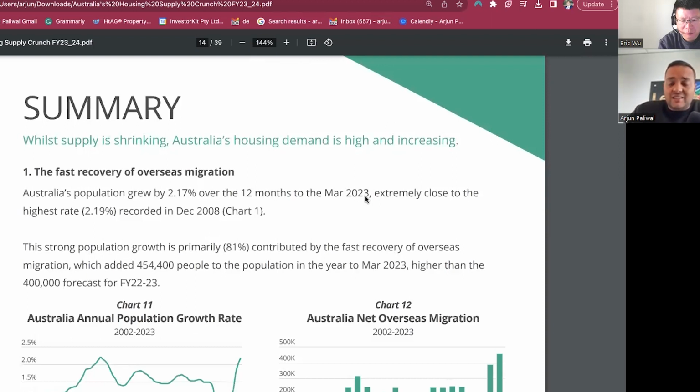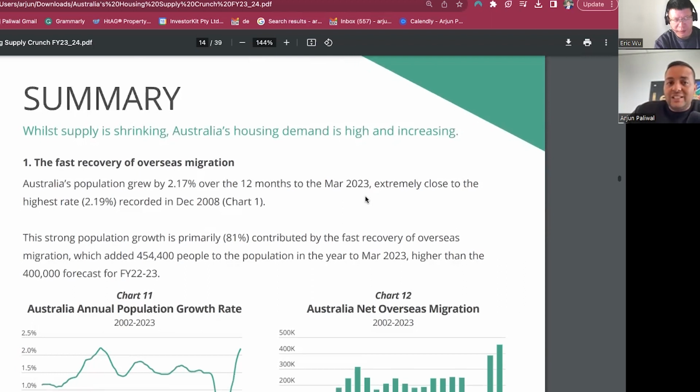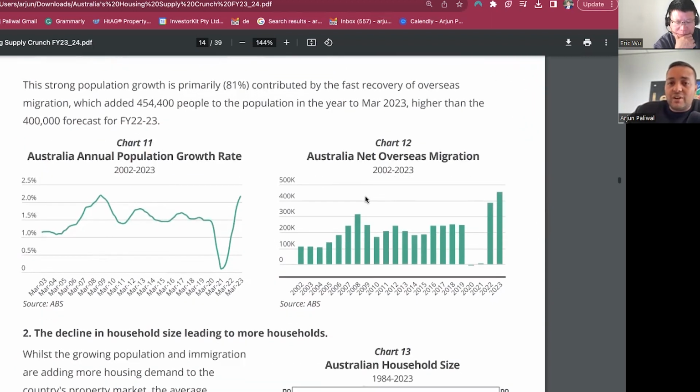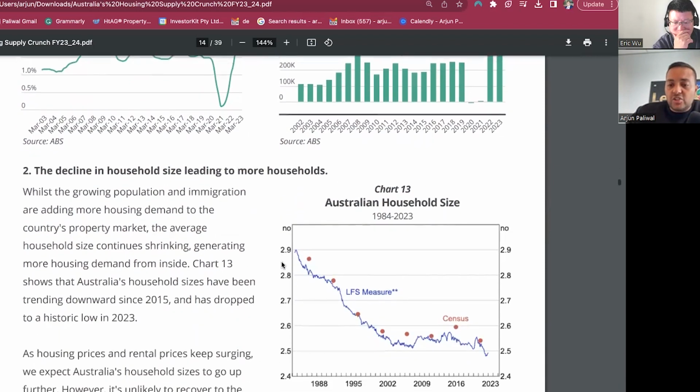And on the other side, Eric, it's not just about supply being low. Supply can also be low because demand is too heavy. And so we can see the recovery of overseas migration is unreal. We are now crossing or about to cross the 2008 migration surge. Yes, I understand it's playing catch up for the year prior, but it's now well and truly going to eclipse that. So overseas migration is huge.